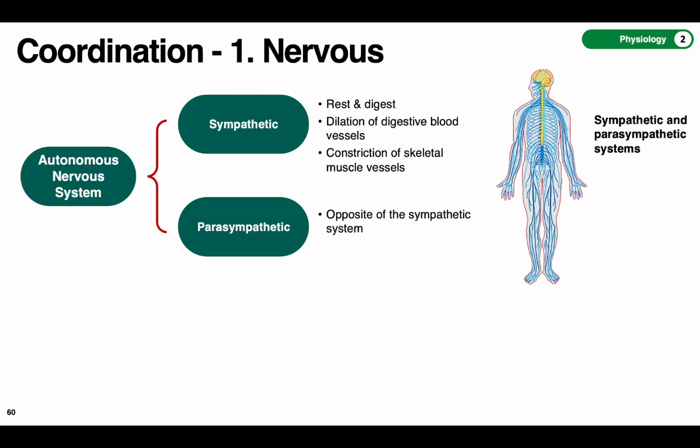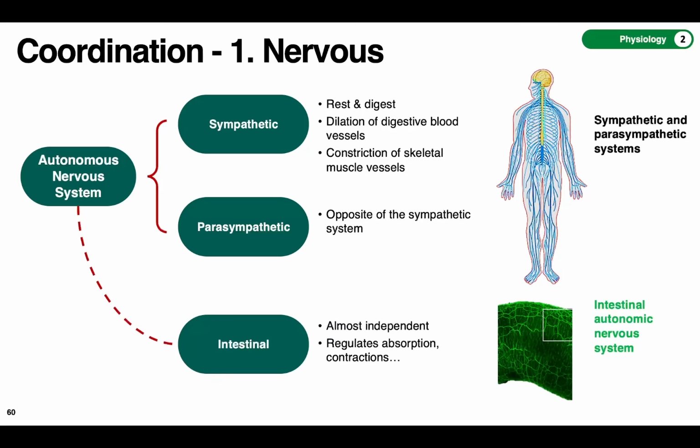In addition to these two counterbalancing systems, there is a third one, and it's needed because of the complexity of the intestinal absorption and the blood exchanges that it requires. And so there is a dedicated third nervous system that surrounds the digestive system, especially the intestines. It's called the enteric, which means intestinal, nervous system, which can function quasi-independently from the rest of the autonomous nervous system. And you can see here in fluorescence microscopy the intestinal autonomous nervous system that surrounds the intestine.